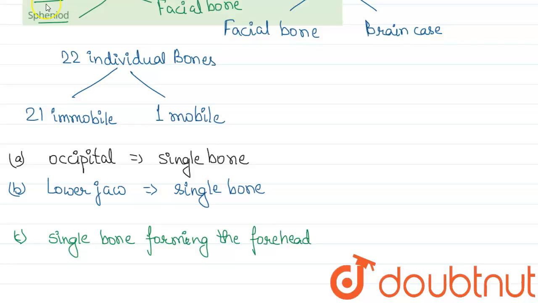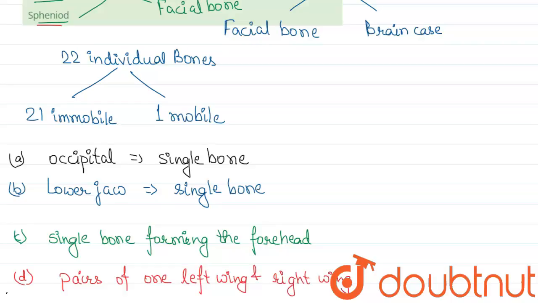Now coming to the fourth option, we have the sphenoid. The sphenoid bone is a complex bone of the central skull and it serves as a keystone bone, that is, it joins almost every other bone of the skull. It occurs in pairs of one left wing and one right wing. It has a two-wing sort of structure and looks like a paired bone.